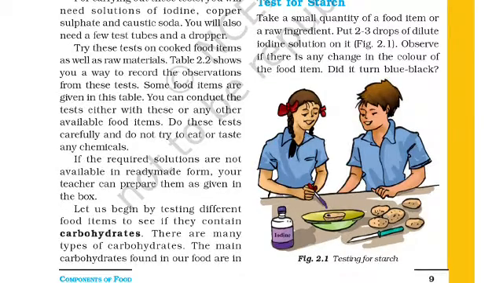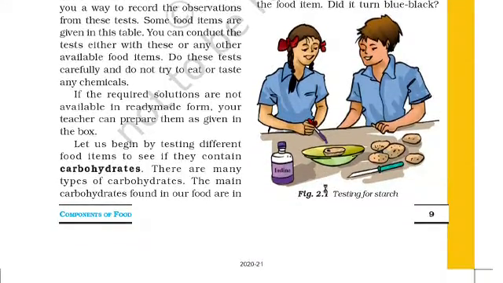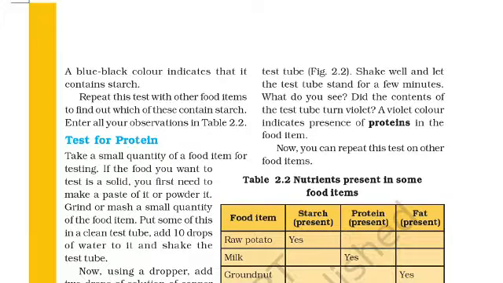If it turns blue black, then firstly, here you can see the iodine, and this is the potato. They have cut the potato and put a drop of iodine solution on it with a dropper. This one is a dropper. Now it is asking, did it turn blue black? If it turns blue black, it indicates that the ingredient contains starch.